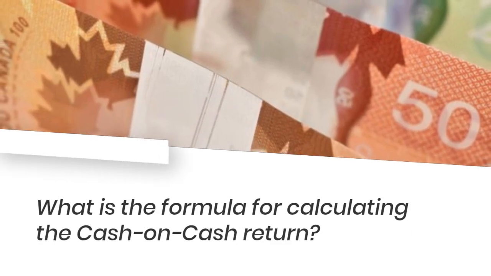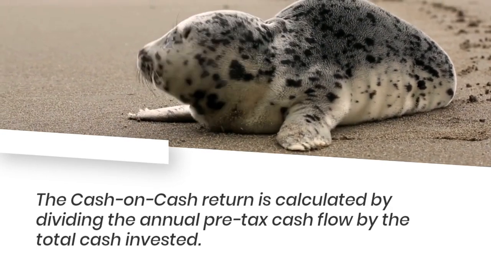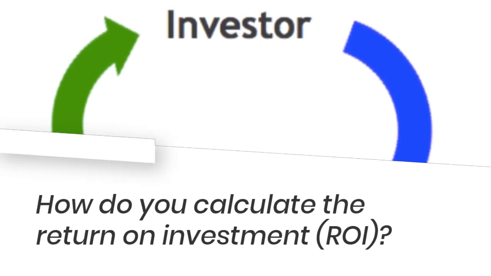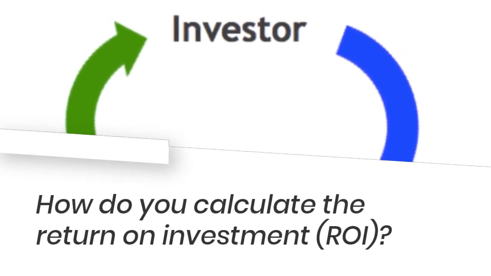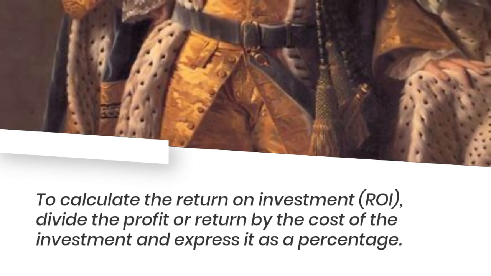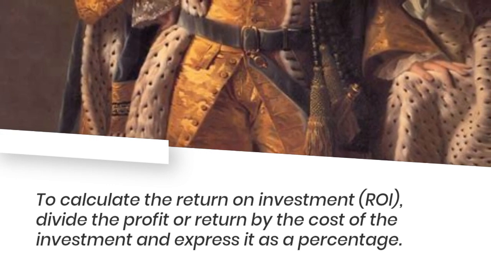What is the formula for calculating the cash-on-cash return? The cash-on-cash return is calculated by dividing the annual pre-tax cash flow by the total cash invested. How do you calculate the return on investment, ROI? To calculate the return on investment, ROI, divide the profit or return by the cost of the investment and express it as a percentage.